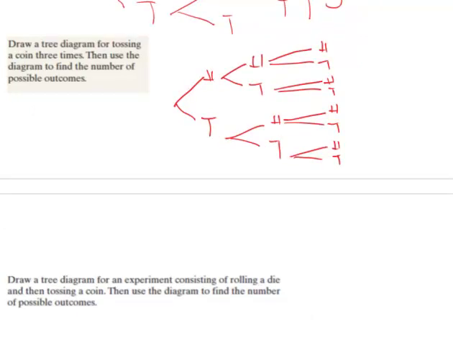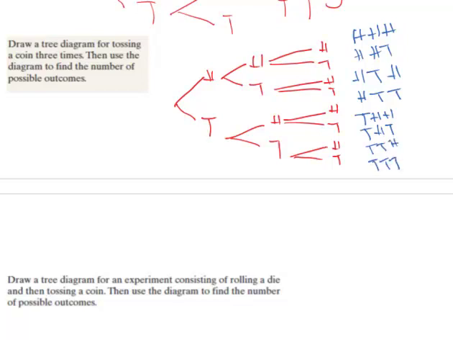In doing this, we could have had heads, heads, heads, or heads, heads and tails, or heads, tails and heads, or heads, tails, tails, or tails, heads and heads, or tails, heads and tails, or tails, tails and heads, or finally all 3 could have been tails. If we look at the number of outcomes here, we have a total of 8.